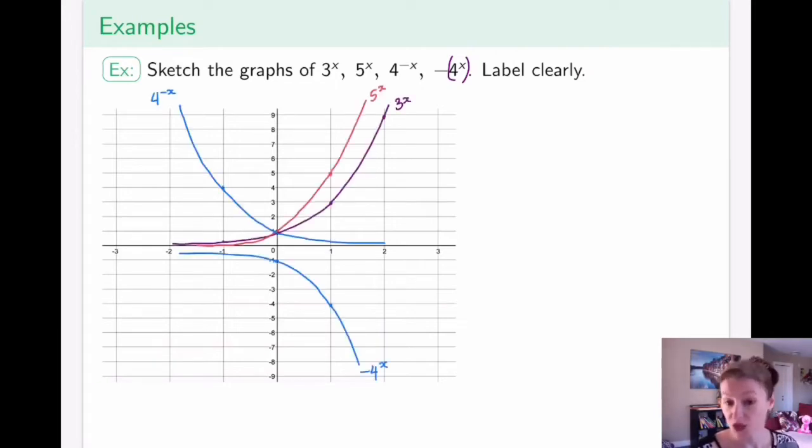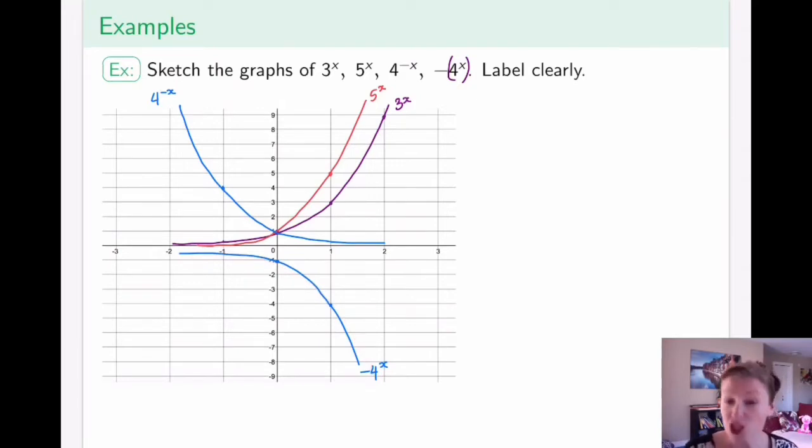This is what you should get. So you notice that the graph with 3 to the x will rise slower than the graph of 5 to the x. So for example, if I now try to sketch 4 to the x, it will be somewhere in between them. The negative powers will be the graphs that are the same but in the decreasing manner. And if the whole function is negated, then it's going to be flipped around the x-axis.